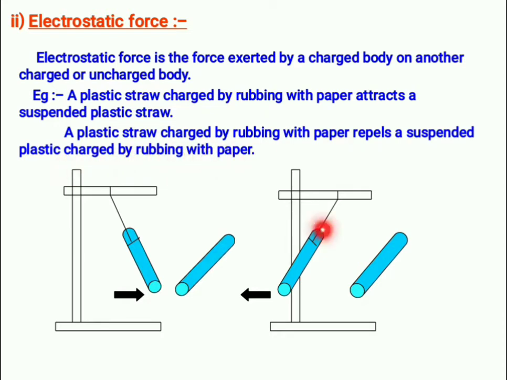So if this is rubbed and this is rubbed, both get charged. If the charge is the same, they get repelled. So like charges will not attract. But see here, if this is positive and this is negative, they get attracted. If both are rubbed and have the same charge, they won't get attracted, they will get repelled. If they have opposite charges, they will get attracted. So, understood what electrostatic force is?